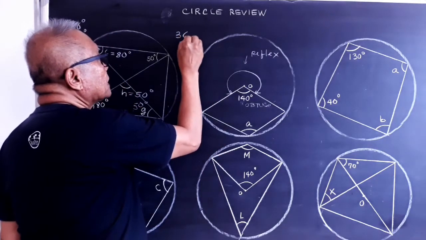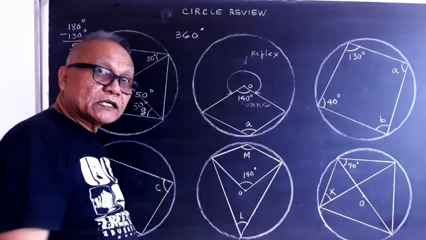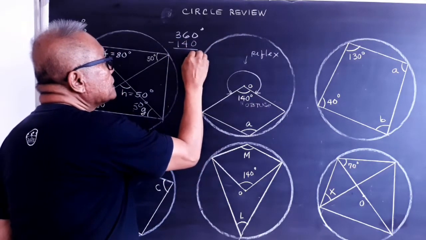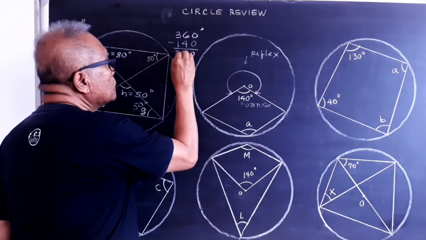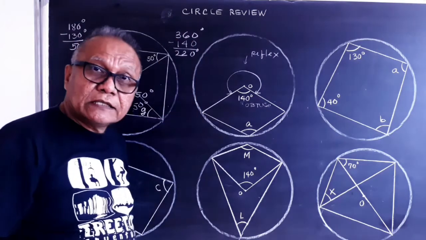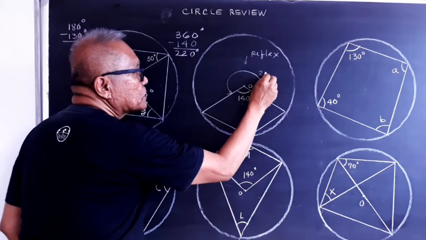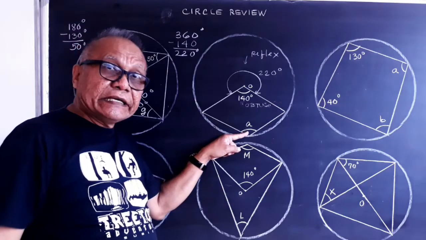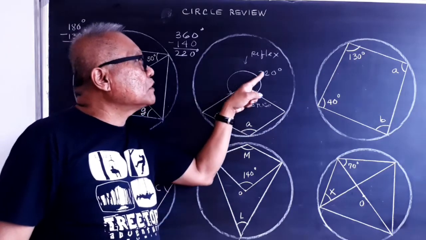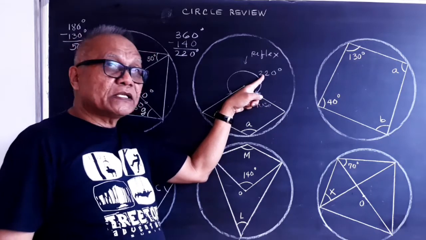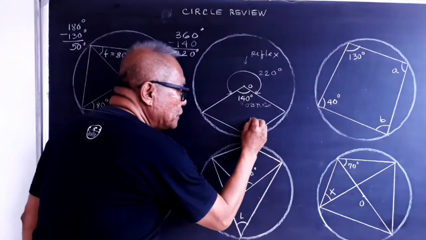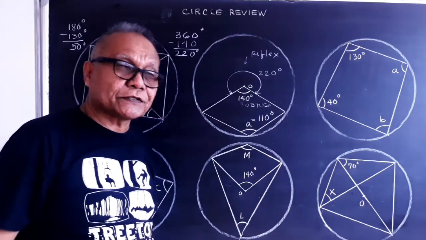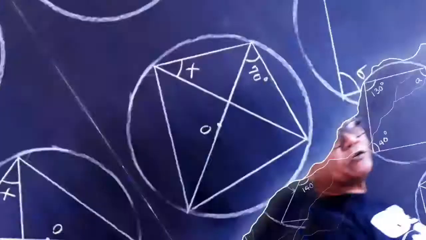So I'm going to put here 360. That's the angle at a point. And then we subtract 140. 0, 2, 3 minus 1, 2. So 220 degrees. So this one is 220 degrees, and the subtended angle is only 1/2 of that. So when you divide 220 by 2, then we get the A is 110 degrees.